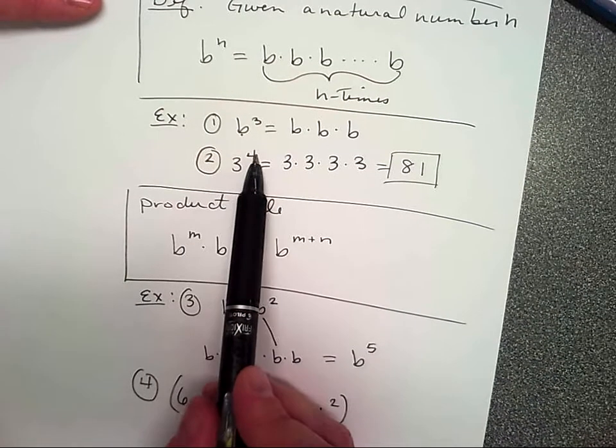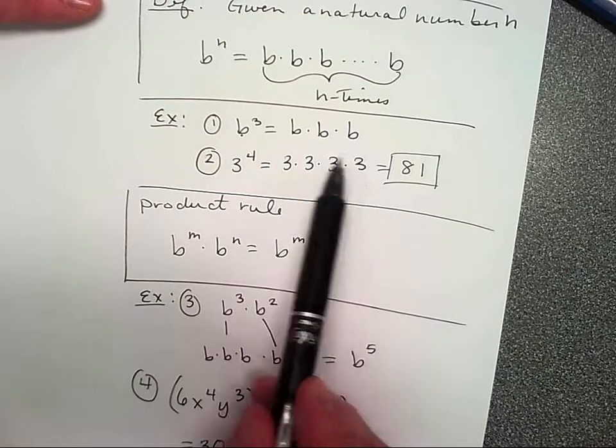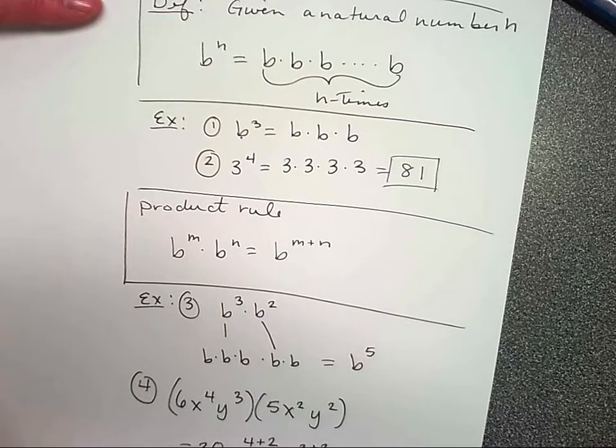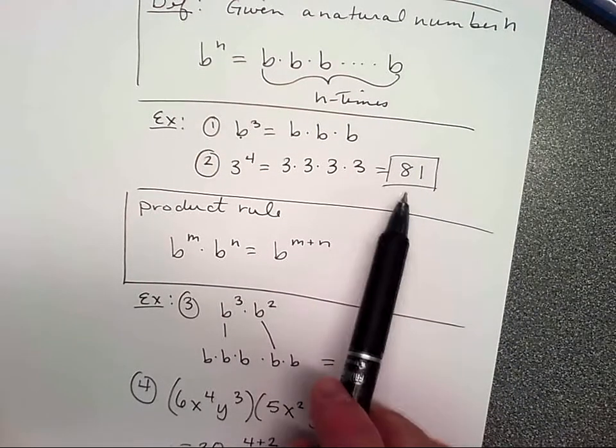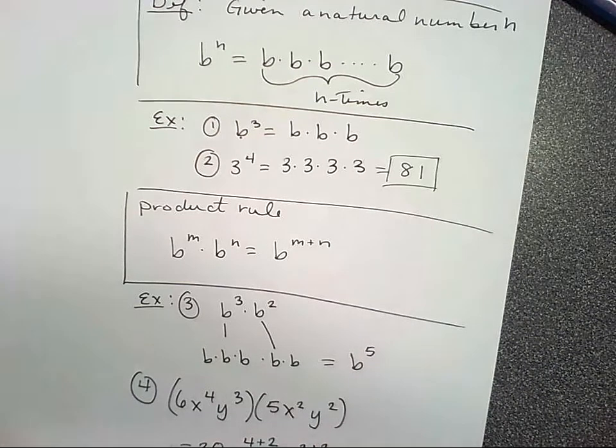I have 3 to the fourth. That's 3 times itself 4 times, right? It's not 4 times 3. It's 3 times 3 times 3 times 3, 4 times, right? Put it in our calculator. We got 81. Okay?